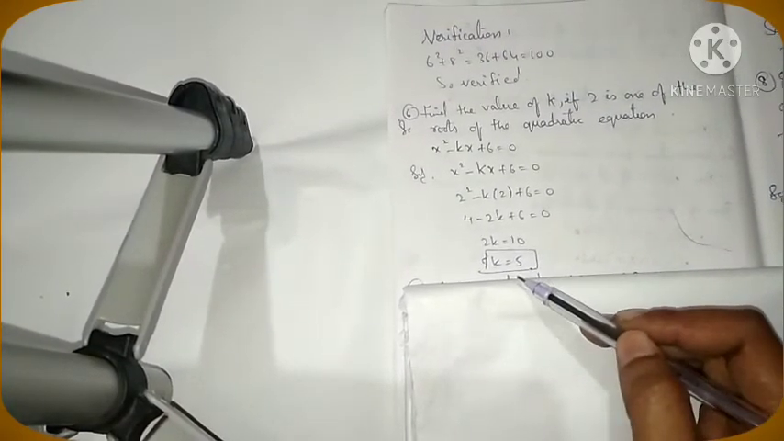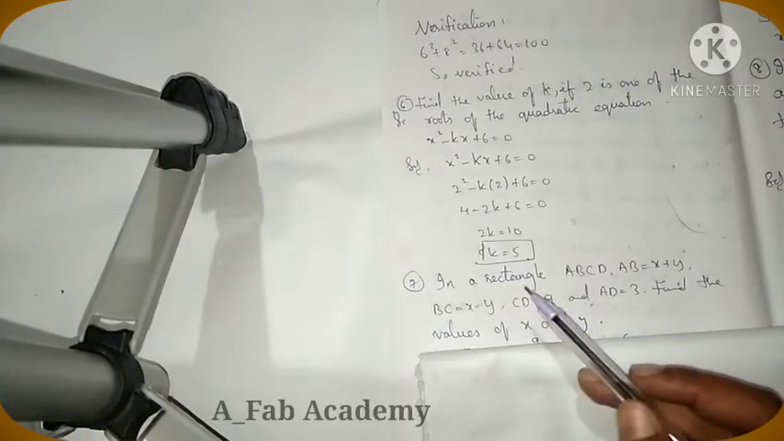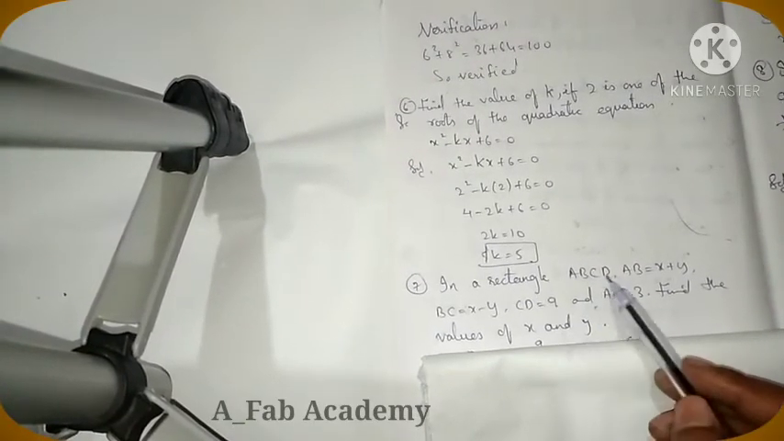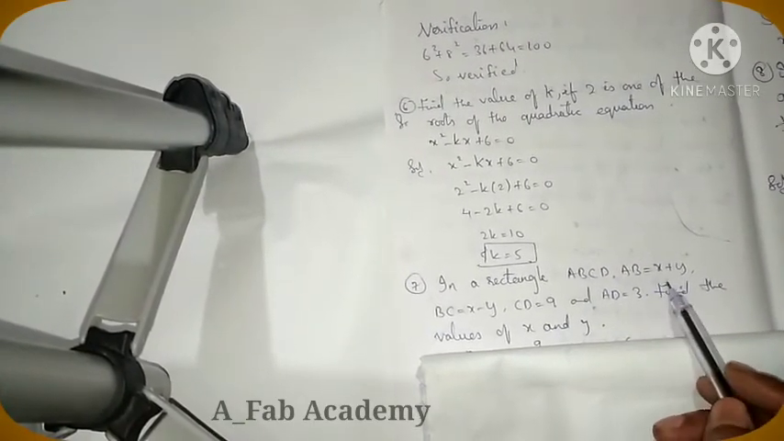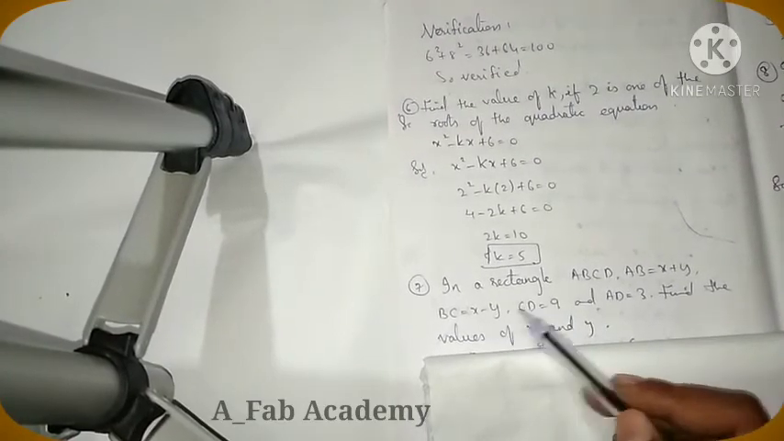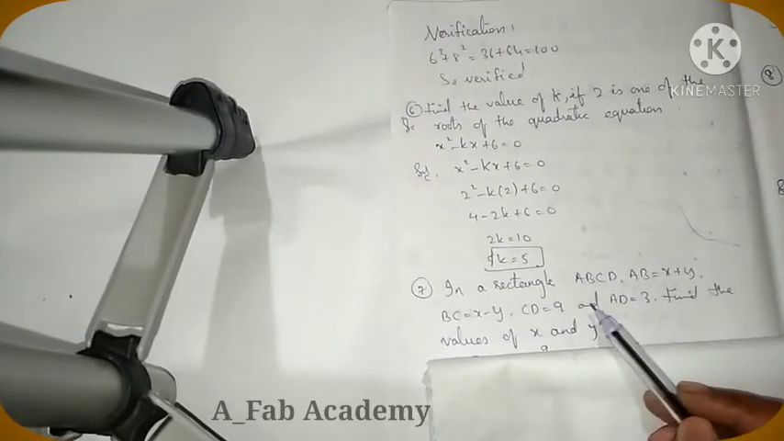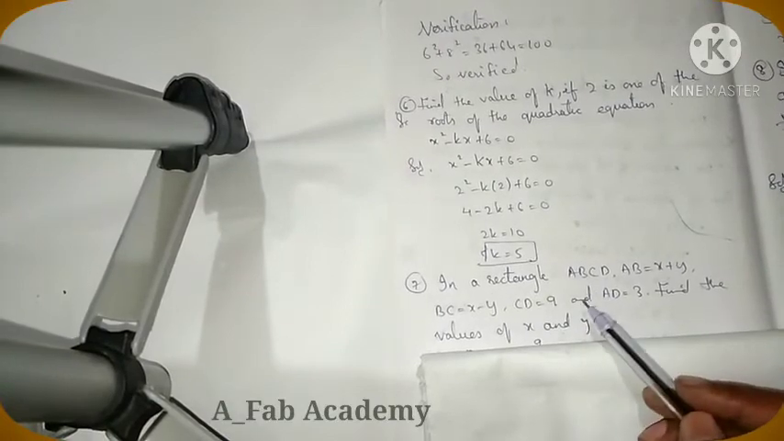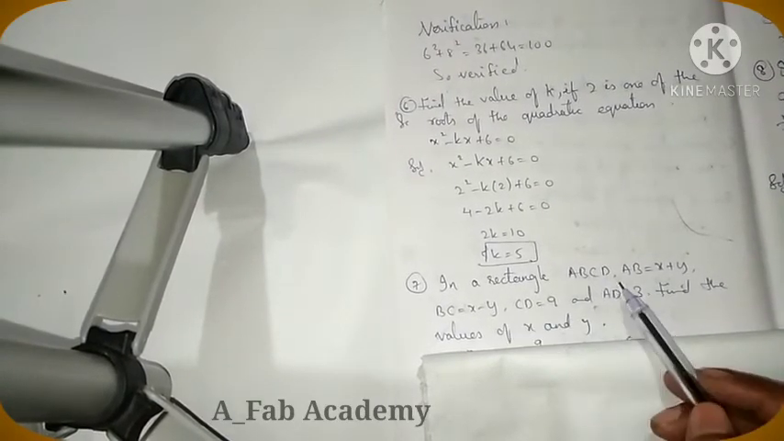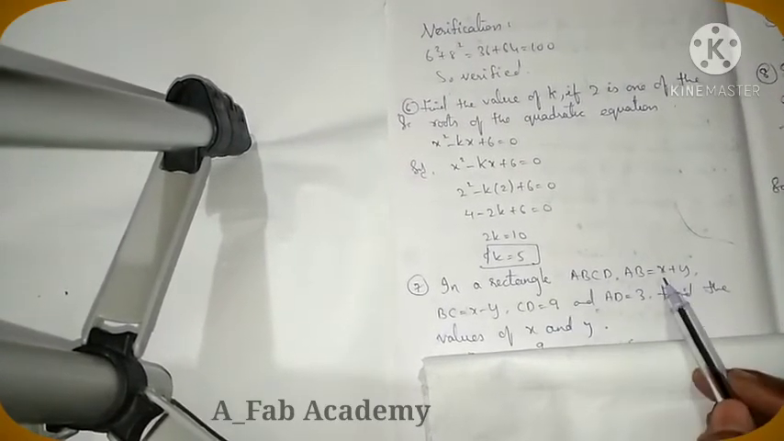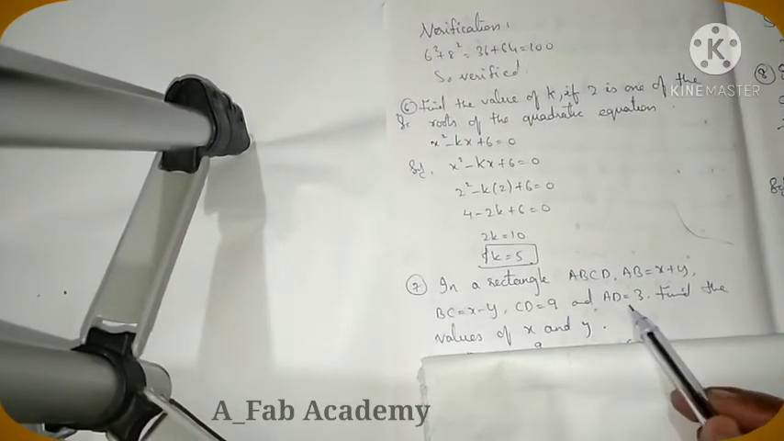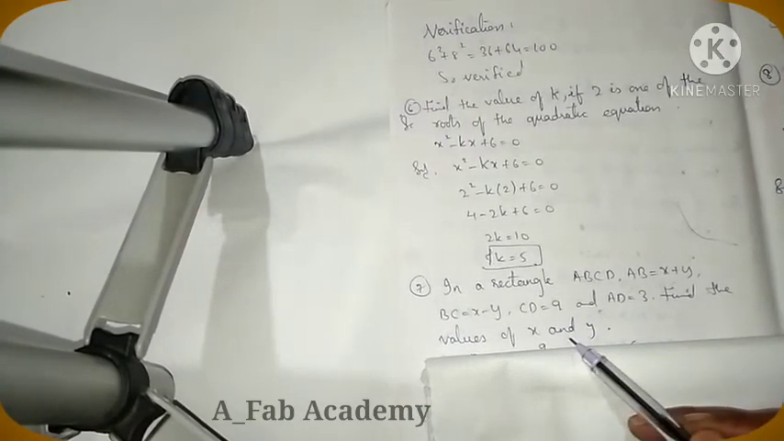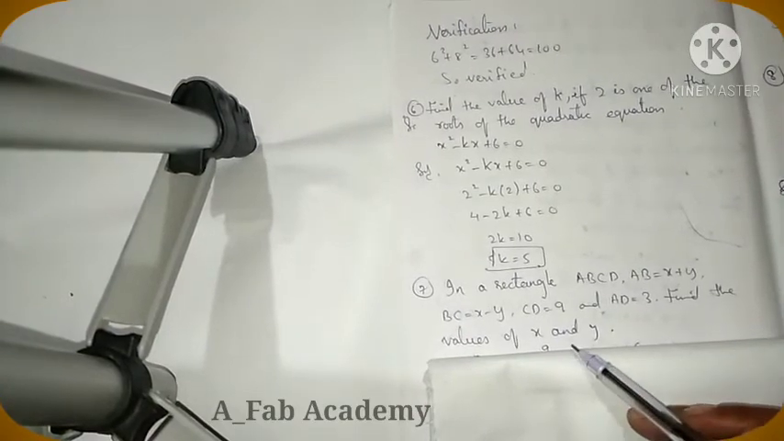Can you guess the value of x and y? Here you can see a rectangle is given, AB equals x plus y and BC. So you all know that a rectangle has 4 sides, and opposite sides are equal. Okay, here the values of sides are given as variables and here as numbers. So find the value of x and y. How can you find the value of x and y?